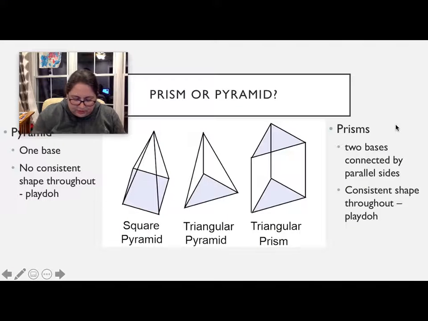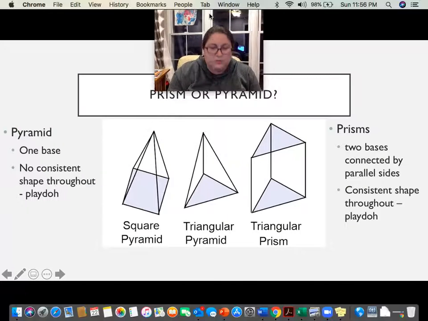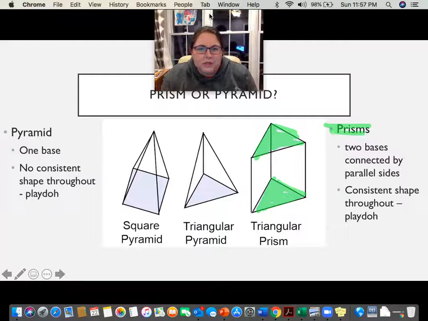So when you think about some differences between how we know if it's a prism or a pyramid, what we can go through is that a pyramid has only one base. So there's no consistent shape throughout, versus a prism has two bases, and there is a consistent shape throughout. Now you'll notice it says Play-Doh here. So let me explain what I mean by that. If a prism has two bases, that means this base here and this base here are the same shape, and they're connected by parallel lines.